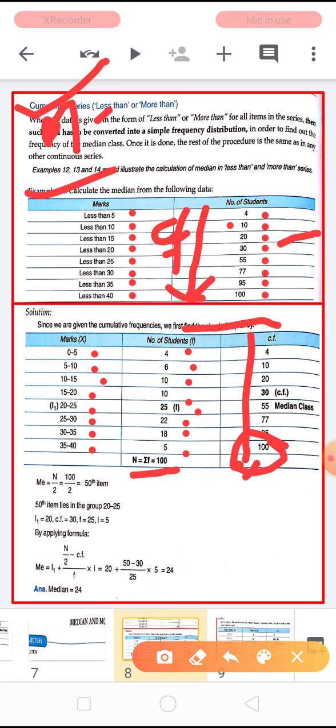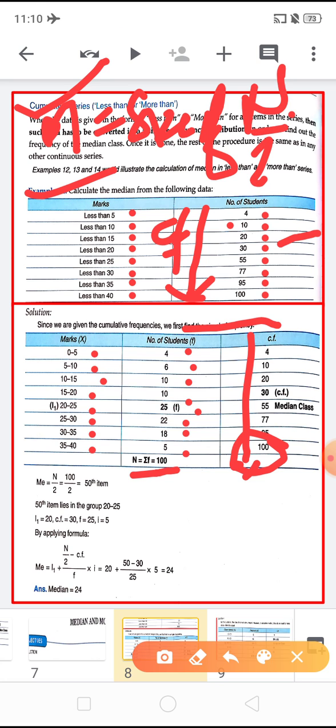The median item can be calculated by applying this formula, that is size of n by 2 item. Now here the number of items is equal to the summation of frequencies, that is 100. So children, median item is equal to size of 100 divided by 2, that is size of 50th item. Now we need to see where this 50th item lies in the cumulative frequencies.